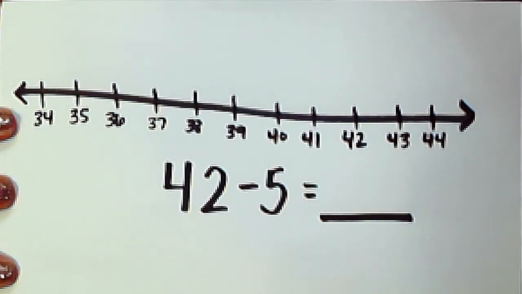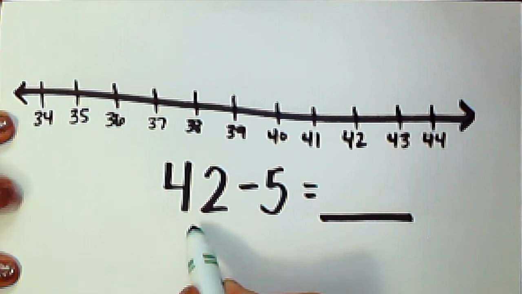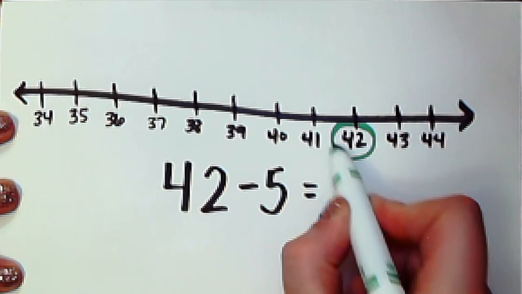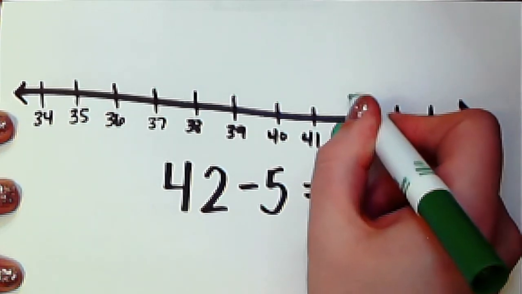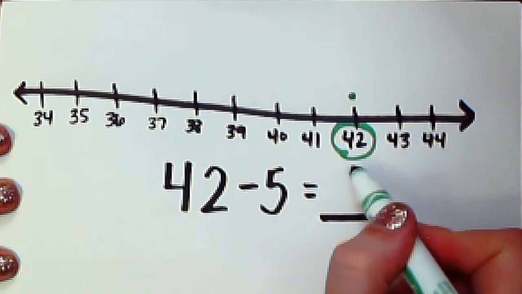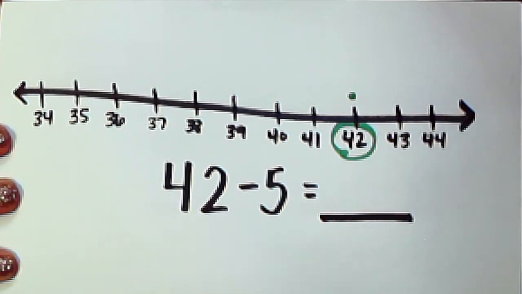So, first things first, we're going to find 42, take away 5, by finding 42 on the number line and circling it. So here's 42. I'm going to draw a circle around it. Remember, you can just put a dot up here if that's what works best for you. Like I said, I like drawing the circle. It helps me out, and I know it'll help you if you try it.